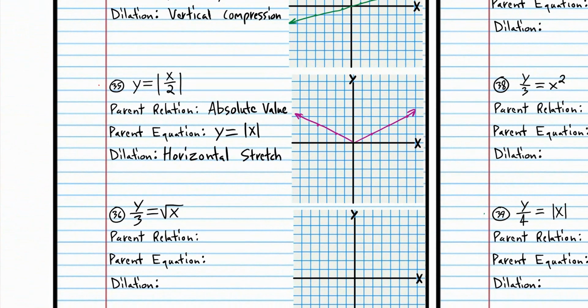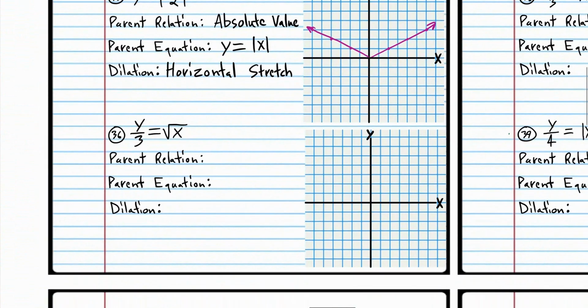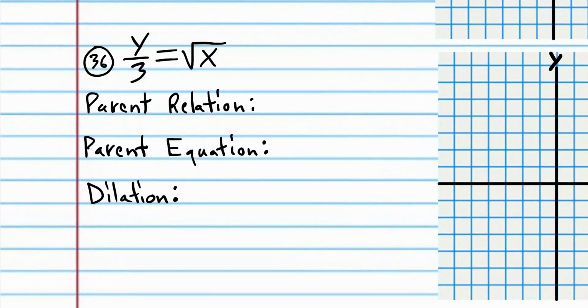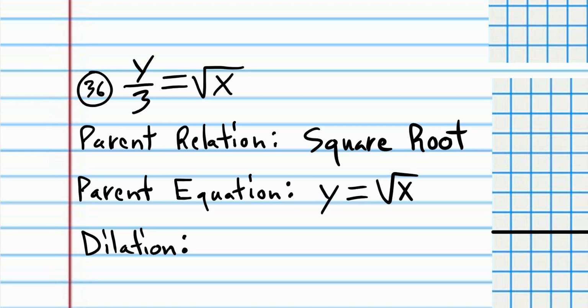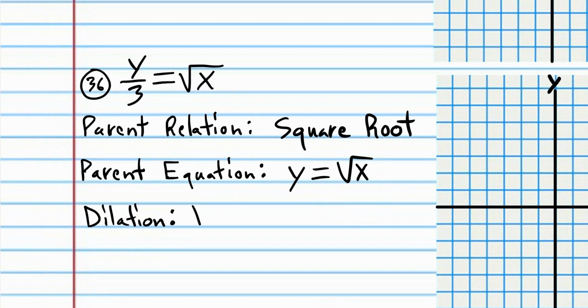So again, it's just the same situation. We're doing the same thing over and over and over again. Let's try another one of these. This is the square root parent relation, because we have a square root and y is equal to square root x. That's the equation. This is a vertical dilation. Why do I say that? Well, because we're doing something to y. Whenever you do anything to y, multiply or divide that is, it's a vertical dilation, and it's a stretch because we're dividing. It's a vertical stretch.